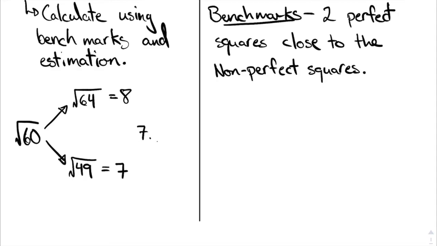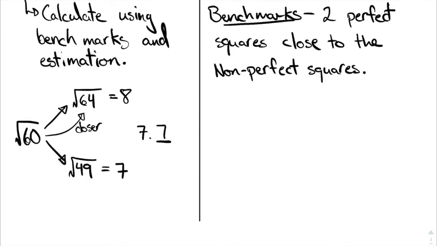Next, we need to figure out, well, is the square root of 60 closer to 64 or 49? And if we check, 60 is only 4 away from 64. So I would count up 61, 62, 63, 64. And it's 11 away from 49. So it's quite a big difference between them. So that must mean that the square root of 60 is closer to 8 than it is to 7. So it's not in the middle. So it's not 7.5. It's closer to 8.